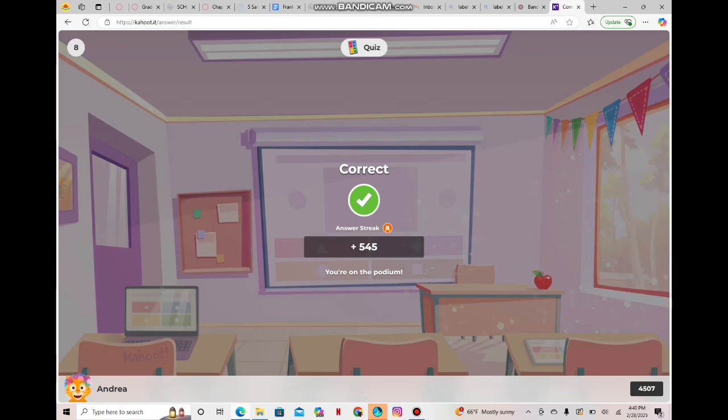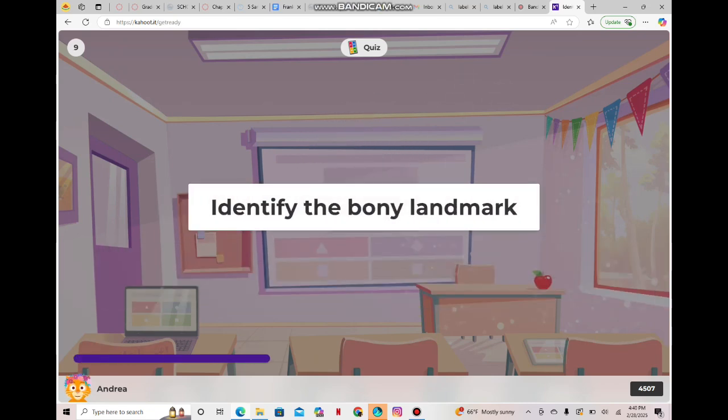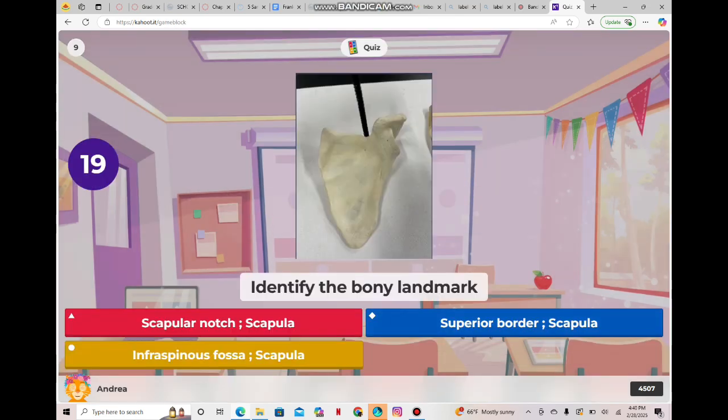And we're going to move on to the next question. We are halfway done with our Kahoot. I will probably do some further explaining as we get further along in the Kahoot. But this is question 9 out of 16. We're going to identify another landmark on the scapula.